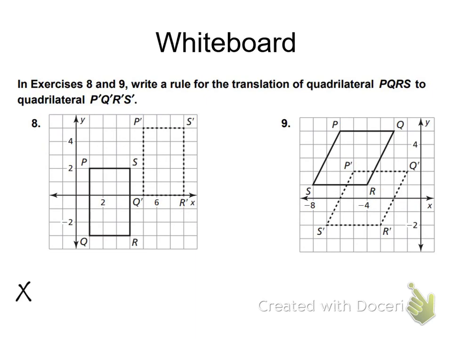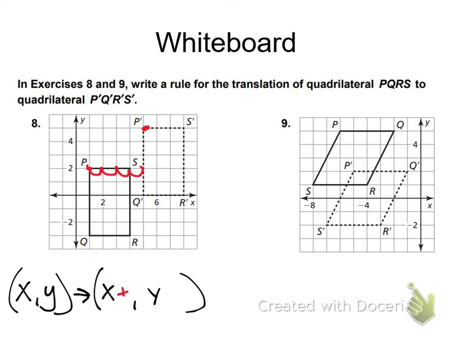All right, so I'm recording again, so just so you know. So P is the original, P prime is the newer image. So we went to the right 1, 2, 3, 4. That would be plus 4 because we went to the right. And then up 1, 2, 3 means we went plus 3 for our Y's.